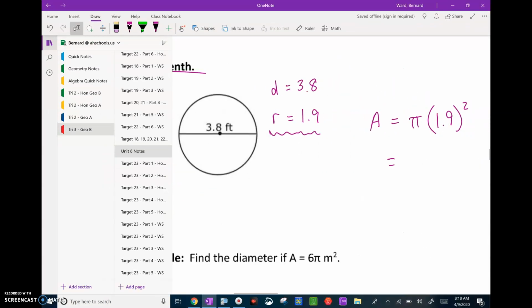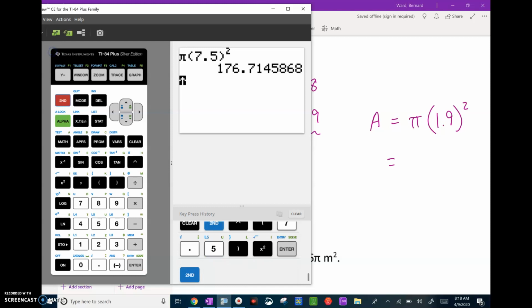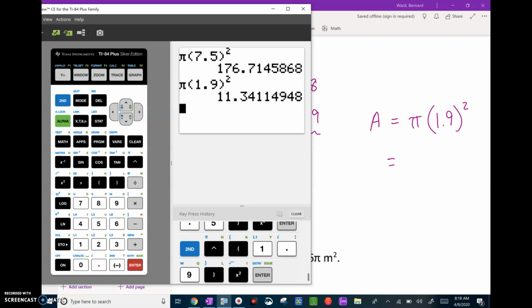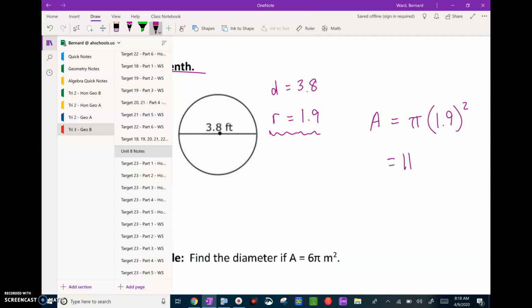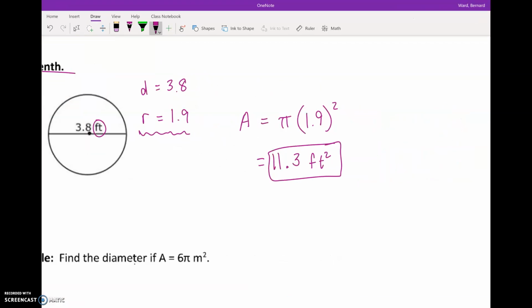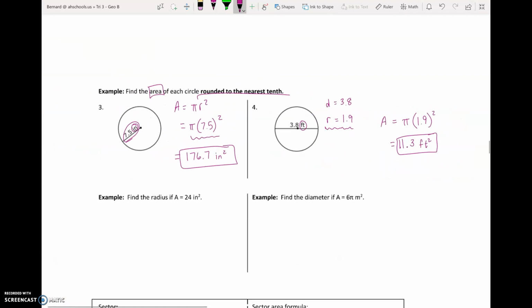Let's get it so we can see it. Perfect. So second pi, parentheses 1.9 squared. Enter. Perfect. 11.3. So the area of this circle is 11.3. Again, units, so feet squared. And there we go. All right, so far, so good. I personally really like working with circles. I think they just make a lot of sense, right?